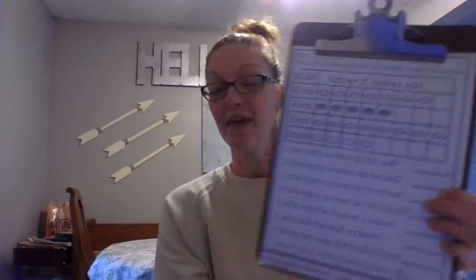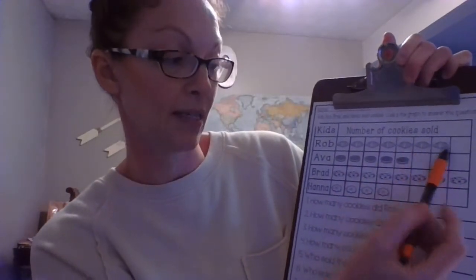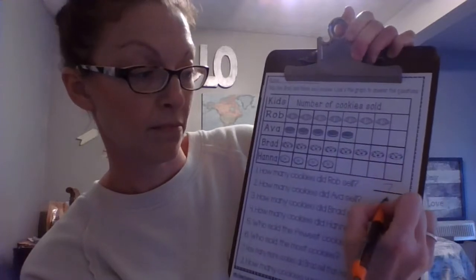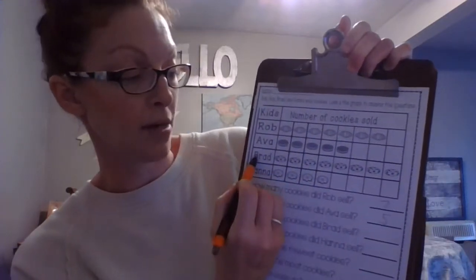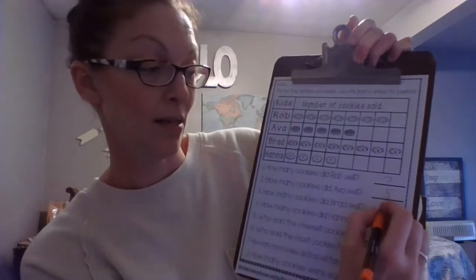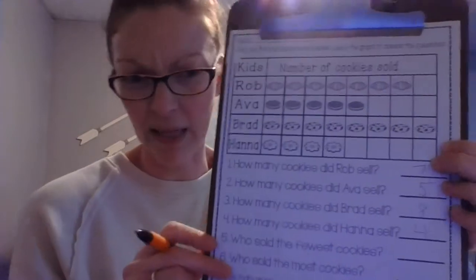So we know that Rob sold 1, 2, 3, 4, 5, 6, 7. Rob sold 7. Ava sold 1, 2, 3, 4, 5. Brad sold 1, 2, 3, 4, 5, 6, 7, 8. And Hannah sold 1, 2, 3, 4. So who sold the fewest? Which one is the smallest?